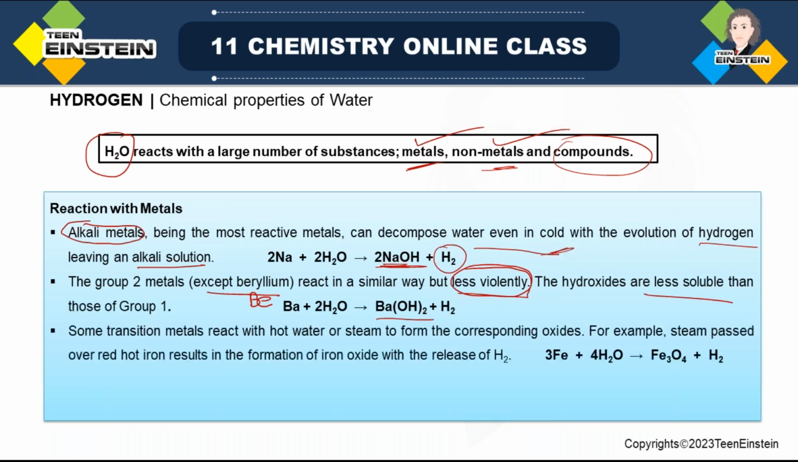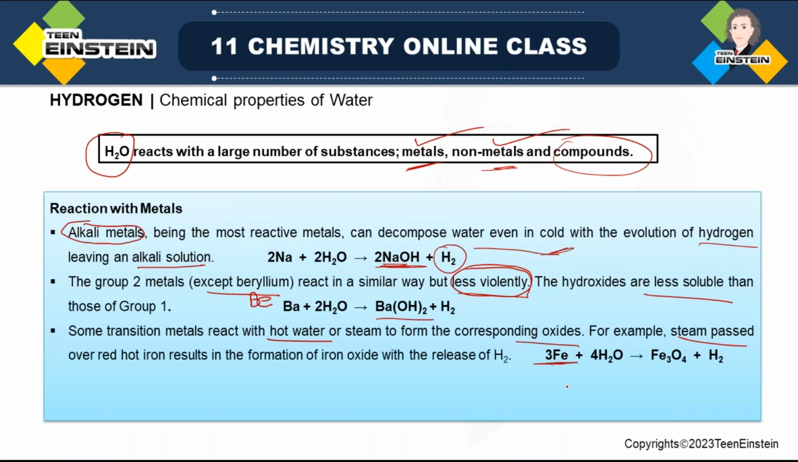Now what about transition metals? Transition metals also react with water. Now you have to provide temperature, that is, it has to be hot water or steam. Steam means now it is in gaseous form. Compared to group 1 and group 2, obviously from transition metals you cannot expect so much reactivity, so you have to provide temperature or steam to form the corresponding oxides. Now what type of product are we getting? We are getting oxides and obviously hydrogen.